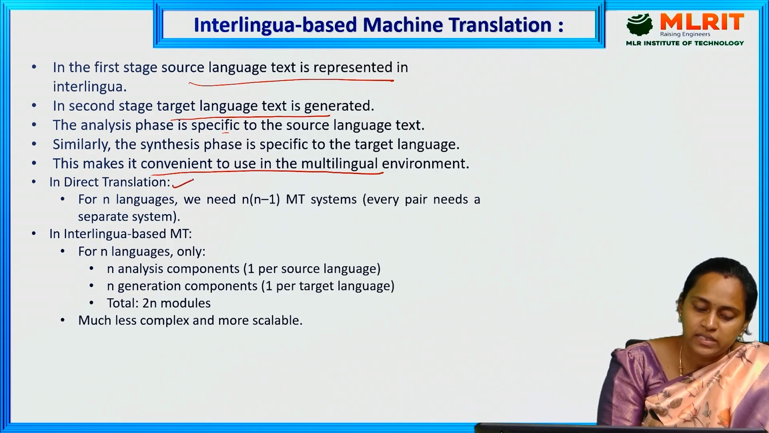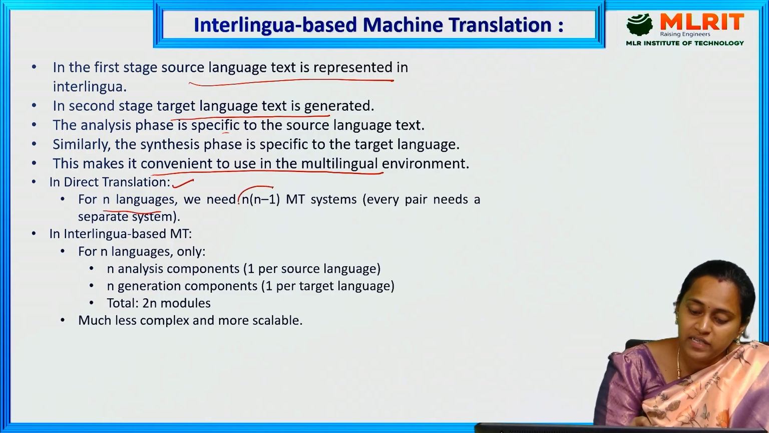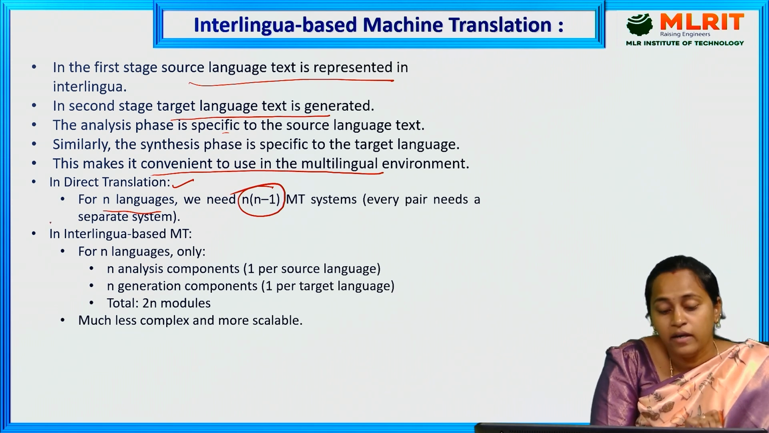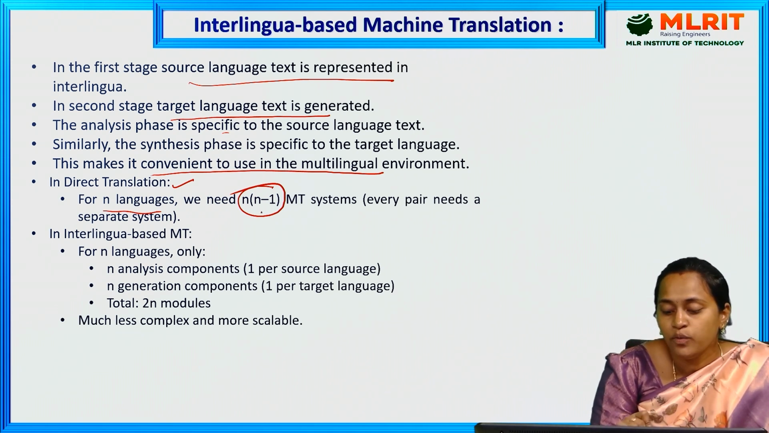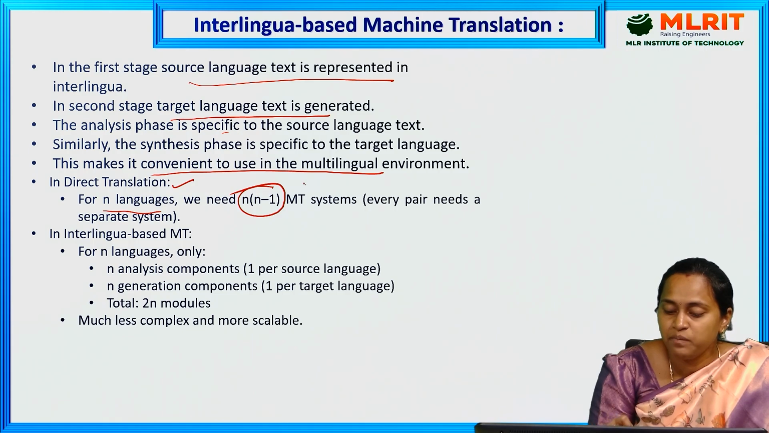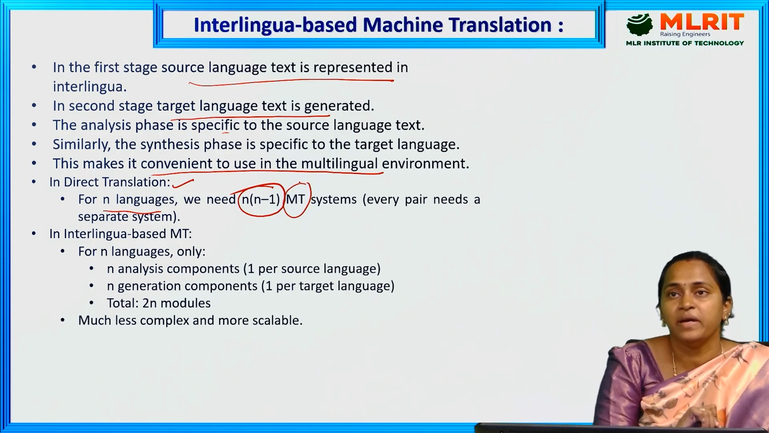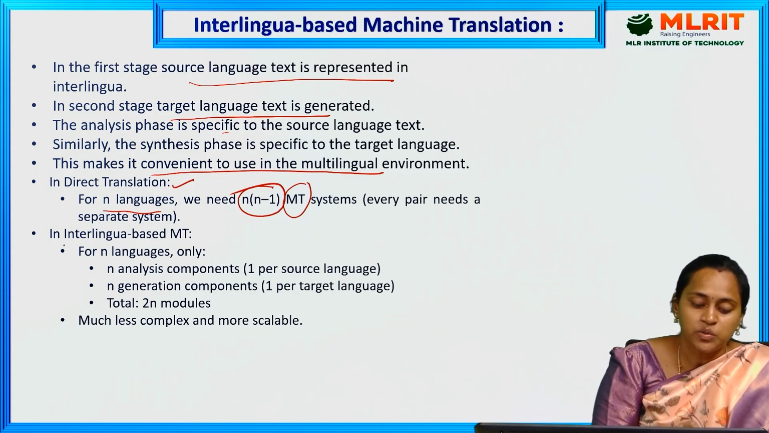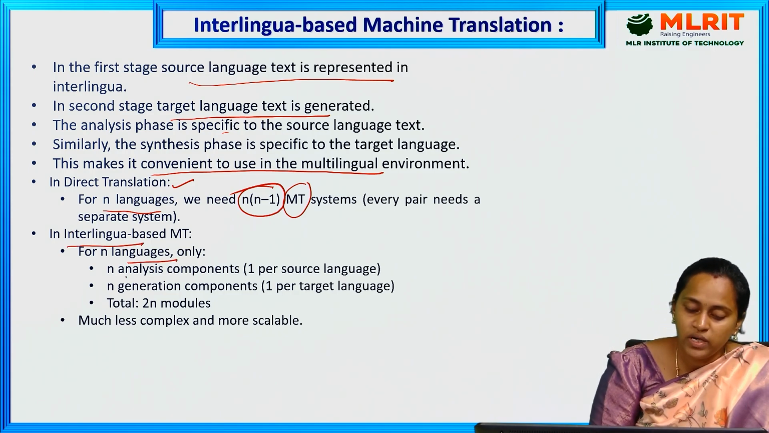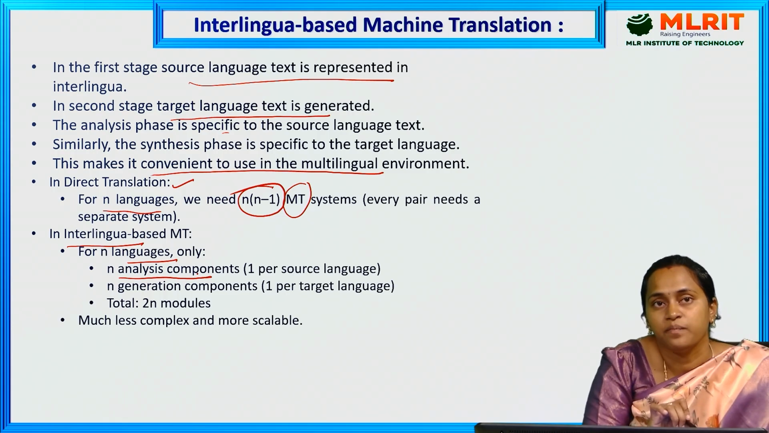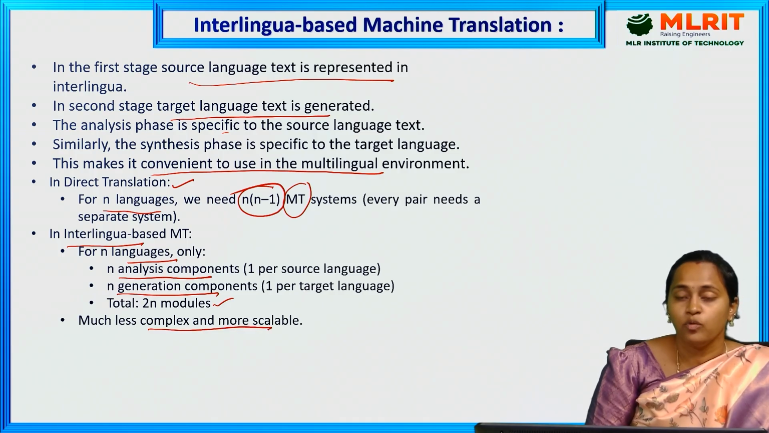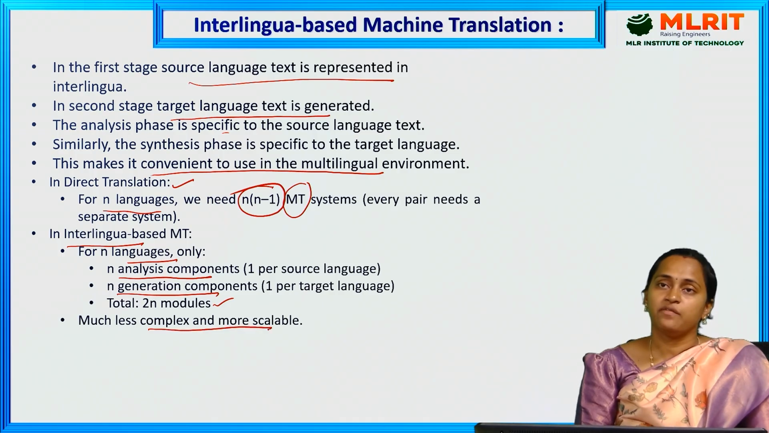In direct machine translation, we already discussed, for n languages we need to generate n into n-1 machine translation systems. That means every pair needs a separate system. This is very crucial, right? So in interlingua, for n languages, only n components are required. It is much less complex and more scalable. This is the advantage of interlingua-based machine translation, right?